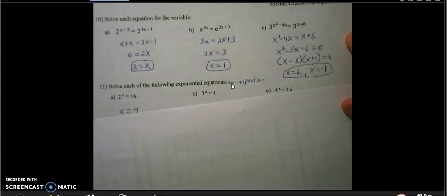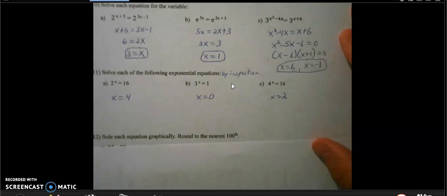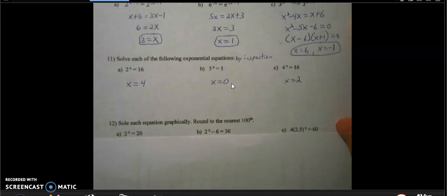So try the next two. And again, pause the video if you need, and I'll show you the answers. And we know that 3 to the 0 is 1, and 4 to the 2nd, or 4 squared, is 16. So by inspection is always an easy way to solve if you can. Now, unfortunately, many of them you won't be able to solve that way. But you should always kind of do a mental check.